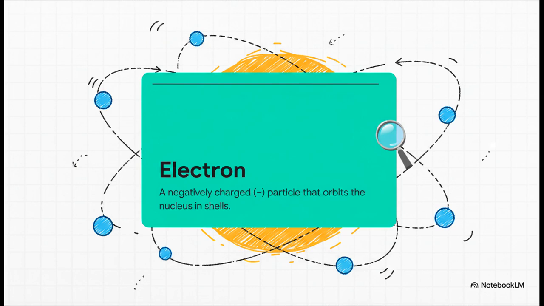And finally, whizzing around the outside of that nucleus, you've got the electrons. These little guys are negatively charged, and they are incredibly light. Now, for CSEC chemistry, you don't have to get too complicated here. Just picture them moving in these fixed paths, kind of like planets orbiting the sun. We call these paths shells.